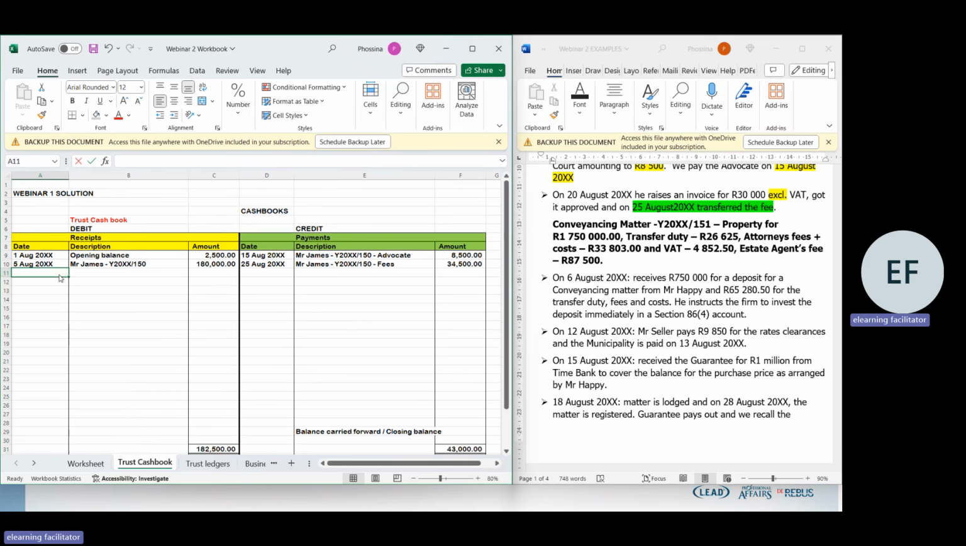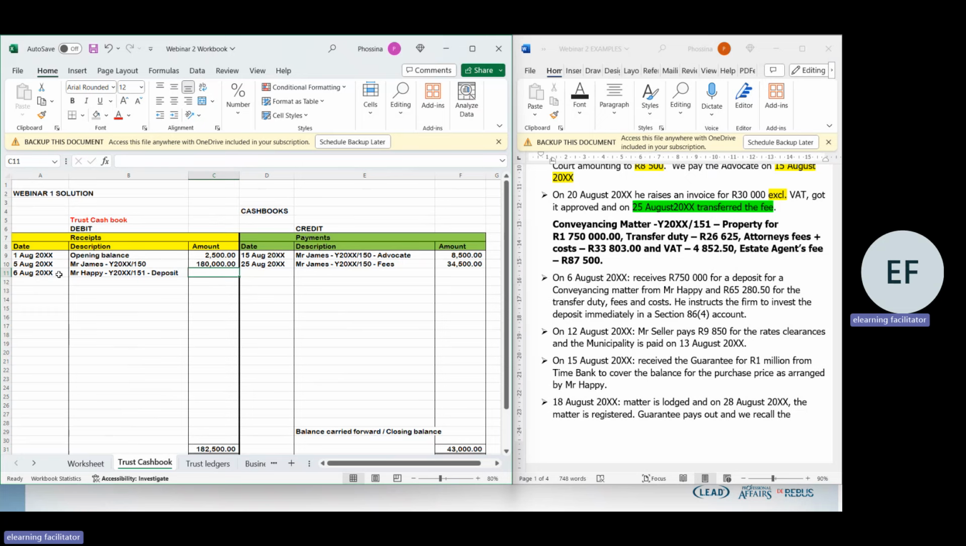6 August 20XX, and we are receiving for our conveyancing matter Y20XX/151. So Mr. Happy, and its file reference Y20XX/151. Okay, and this is the deposit. So we can indicate the deposit, how much are we receiving.